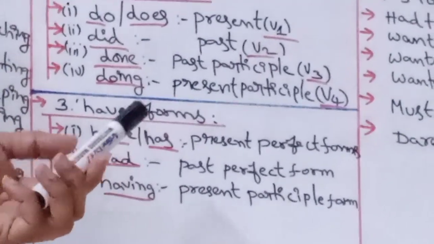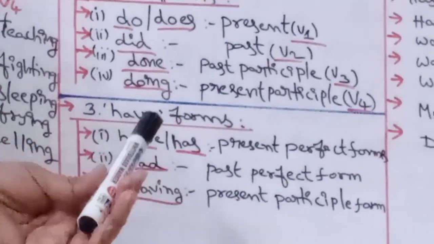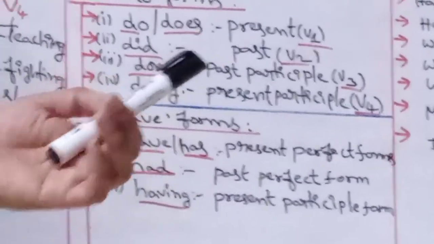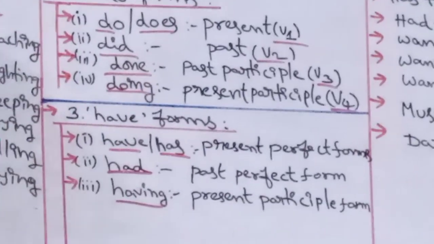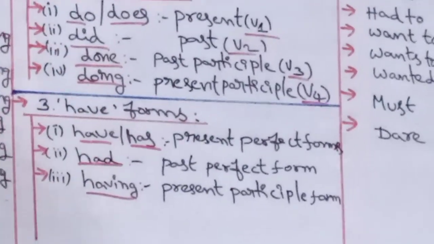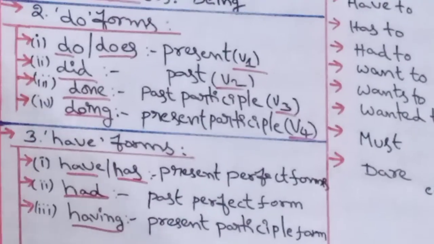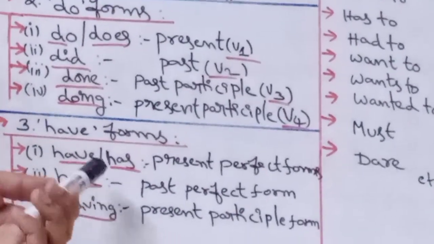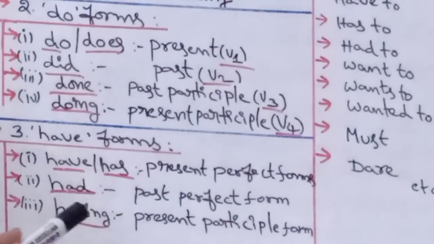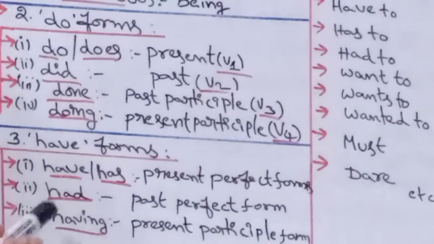And next one, had. Had is called past perfect form. It is used in past perfect tense, and it is also used as a simple past form, like yesterday I had a nice dinner. Last night I had a nice dinner. A week ago he had some problem. So here had is used as a simple past tense form, V2 form, as a main verb, and it can also be used as a past perfect form. After had, V3 must follow.